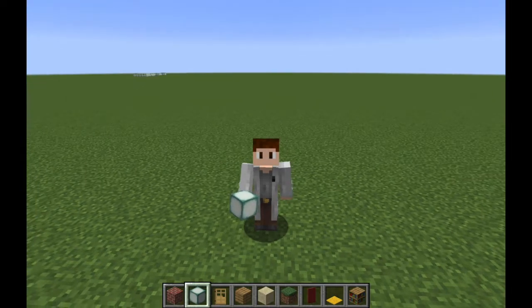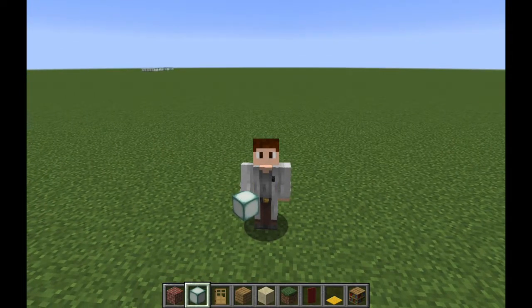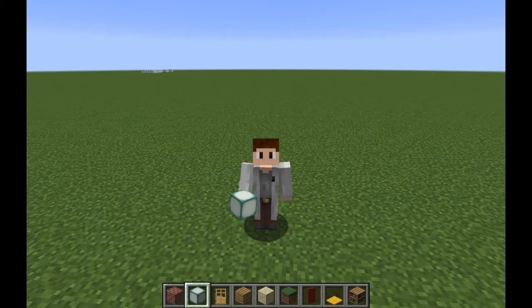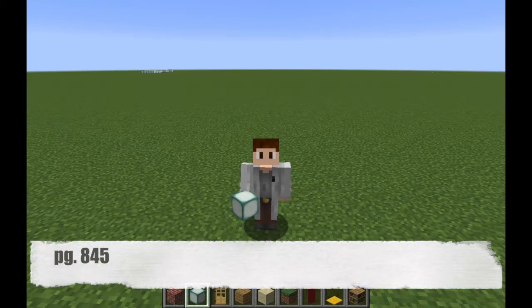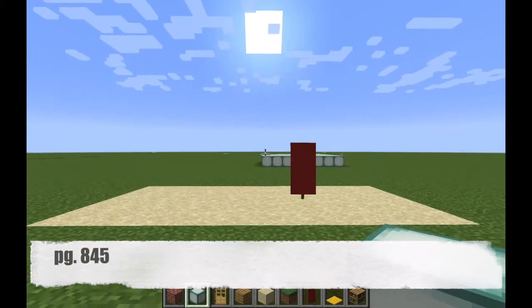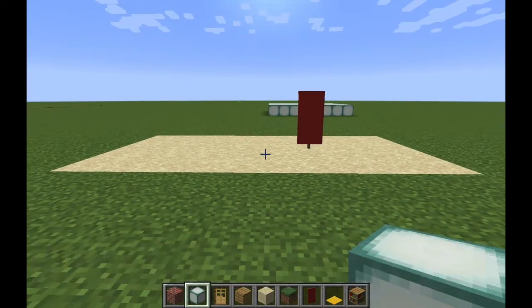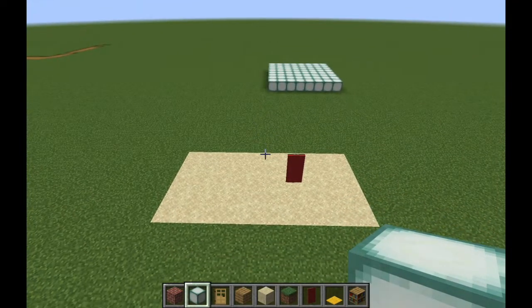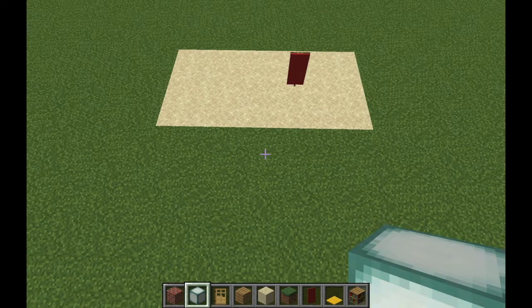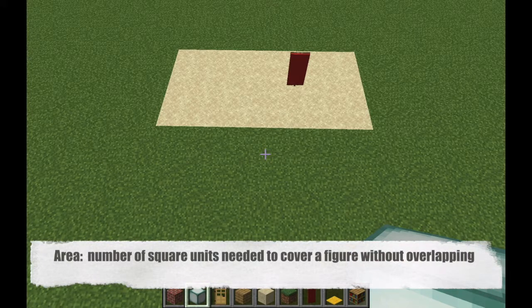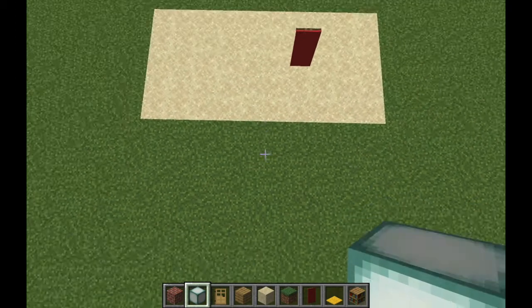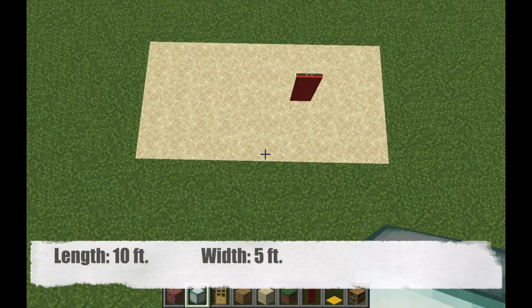So you can see in the background we've got our old lesson back there, but today let's start on page 845 and take a look at the first example. It says the Perez family wants to put the sandbox shown in their backyard. What is the area of the sandbox? And just a recap, remember the area is the number of square units needed to cover a figure without overlapping. When we look here, it tells us that it's 10 feet by 5 feet.